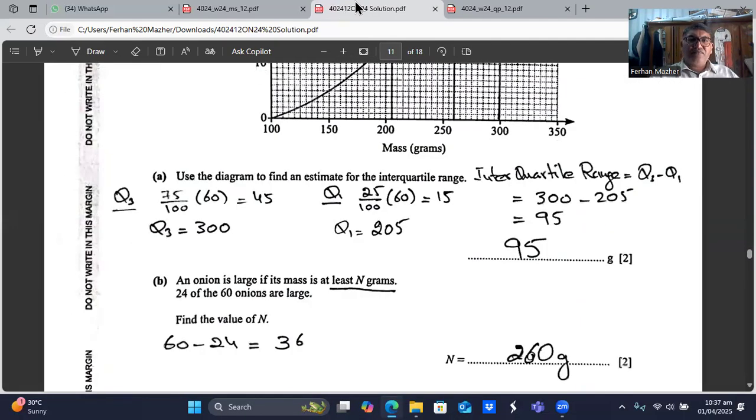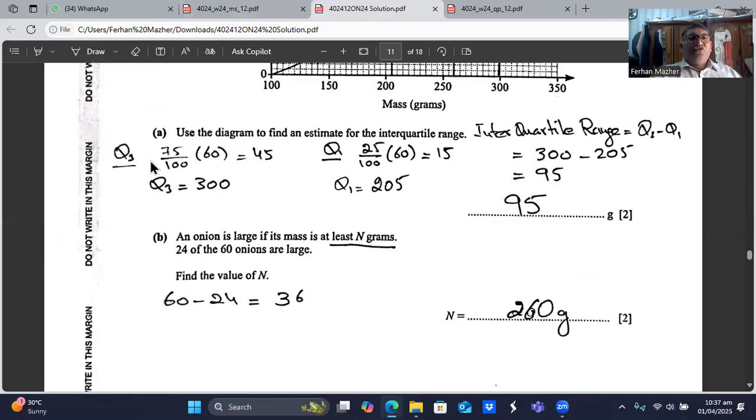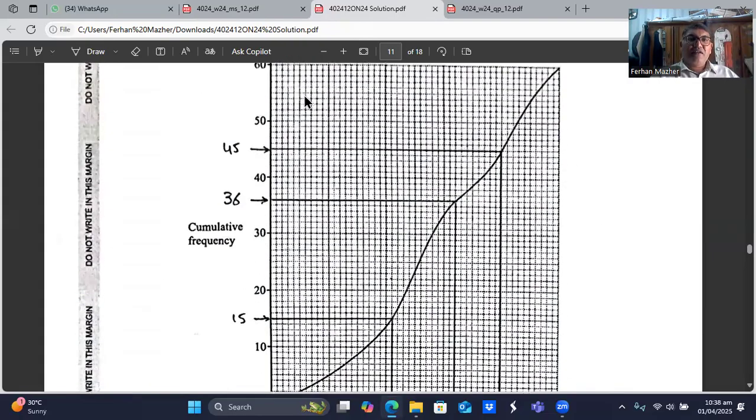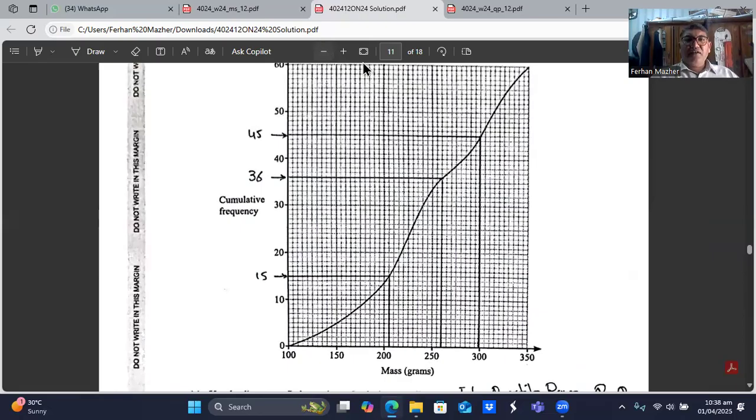So let me show you. For Q3, 75% of the 60, that is 45. So I will go to my graph. I will check where is the 45 on the y-axis, go to the cumulative frequency curve, and then I check what is the x value there. That's 300. So your Q3 is basically 300.